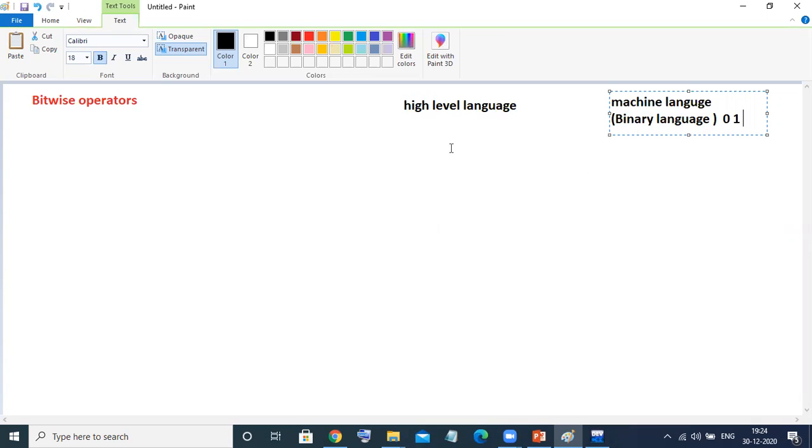For example, suppose I'm going to add 8 plus 4. This 8 plus 4 is not directly understood by the machine. So there has to be an equivalent binary code for this 8. If I want to write 8 in binary form, the format would be 1 0 0 0. This is the binary number, the binary form of the decimal number 8.